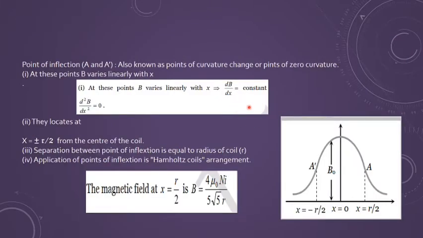If you want to go into higher studies or for competitive purposes, you should know that these points A and A dash are termed the points of inflection, and at these points the curvature is changing. You can find that these points come at plus minus r by 2 distance from the center of the coil. At these points, dB by dx comes out to be constant, while the double derivative comes out to be 0. And if you put this value, you get this as the result.